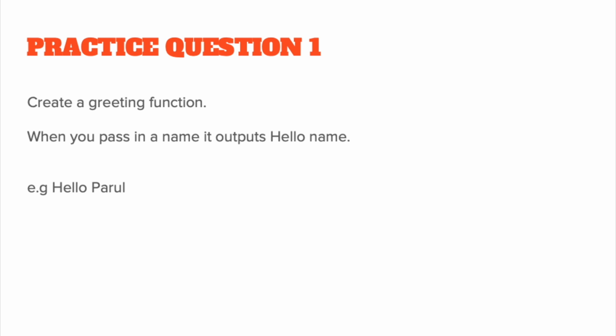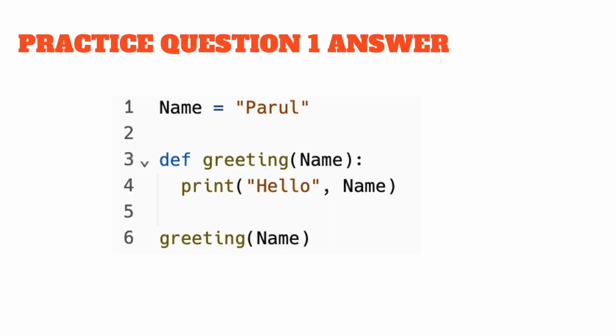Just remember that in the definition of greeting, in the round brackets, you will need to put a name or a variable that will be used by that particular program. That's the only hint I'll give you. Pause the video, have a go, and then continue on to check a possible solution. Hopefully you got something like this: def greeting, brackets name, and print hello, the name.